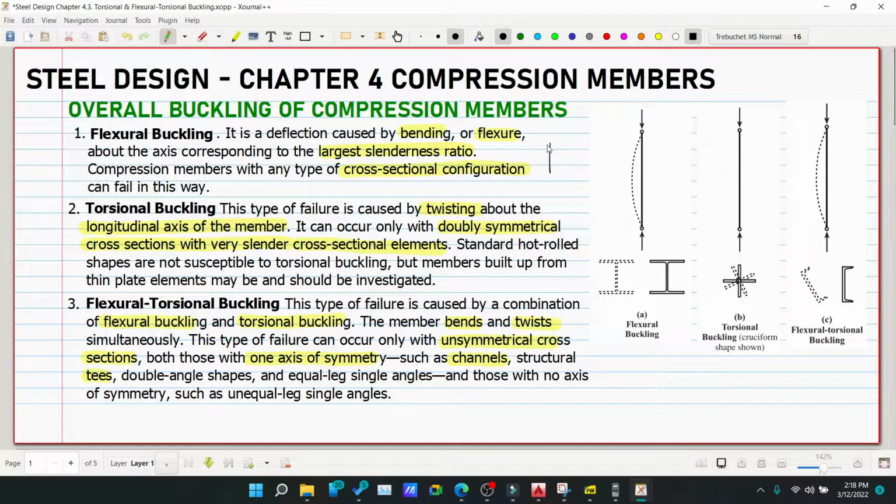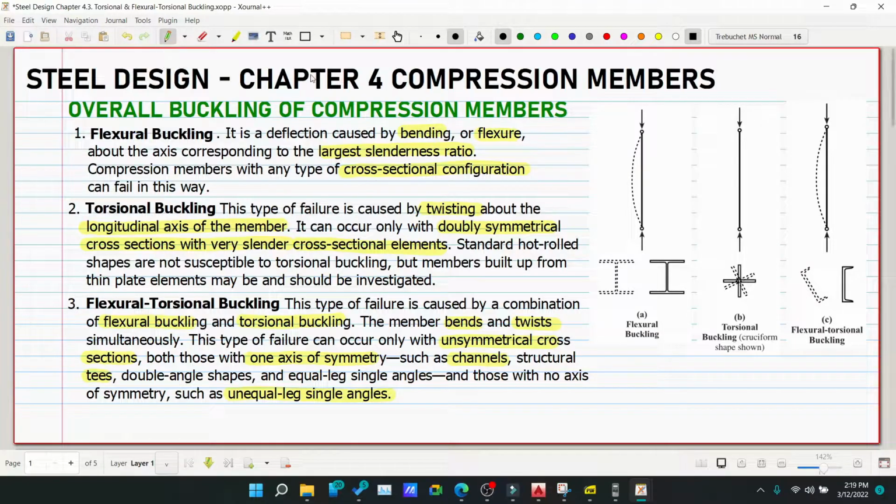Kapag channel, ito yung ating y and x-axis, so yung ating axis of symmetry is sa x-axis. Kapag naman T, yung axis of symmetry niya is sa y. So, one axis of symmetry lang yan. Then double angle shapes, of course, and equal leg single angles. And those with no axis of symmetry. Yung lahat ng mga with no axis of symmetry, mag-undergo pa rin siya sa flexural-torsional buckling. Example ng no axis of symmetry is yung unequal leg single angle.